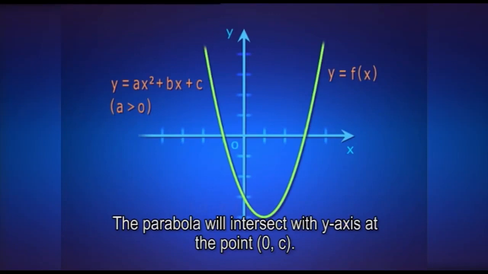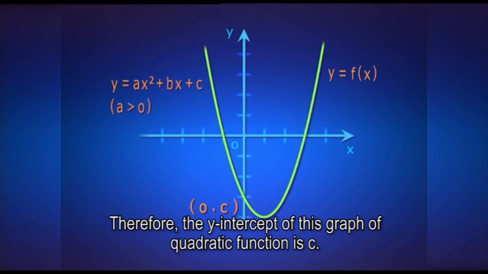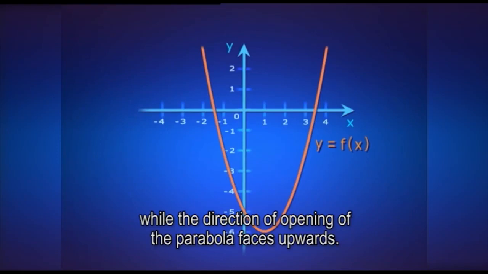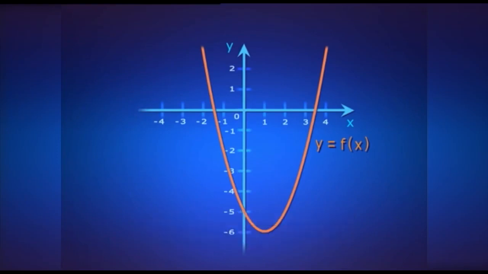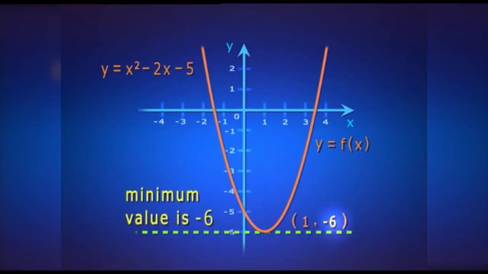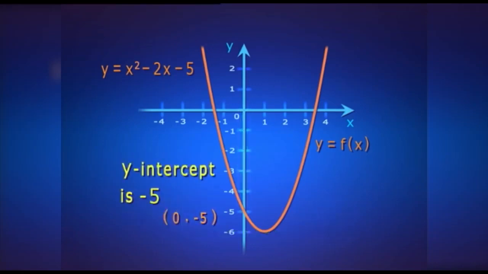The parabola will intersect with the y-axis at the point (0, c). Therefore, the y-intercept of this graph of quadratic function is c. Let's take a look at this example of quadratic function, where the direction of opening of the parabola faces upwards. y equals x squared minus 2x minus 5. The vertex is (1, -6). The axis of symmetry is x equals 1. The minimum value is -6. The y-intercept is -5.